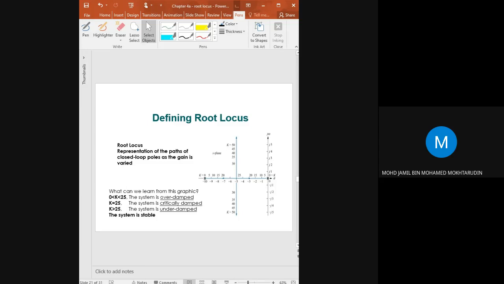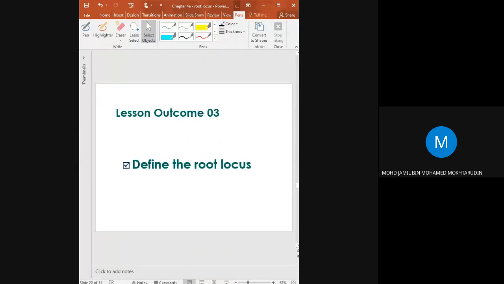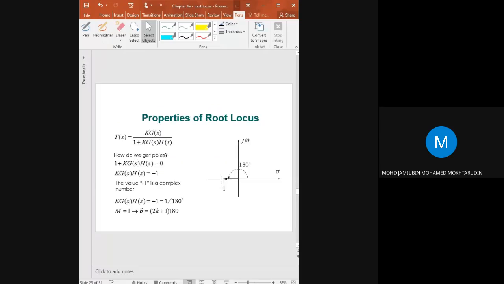Here the system is stable for any value of K because there are no poles on the right hand side of the S plane. All of the poles are on the left hand side. So the system will always be stable no matter how much K you give, okay? Okay, so that's the basics about root locus. We will look more into root locus in the next class this Wednesday, okay?